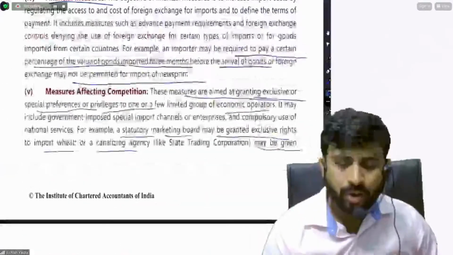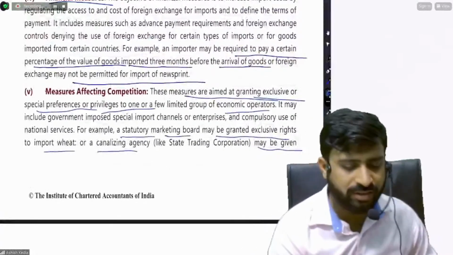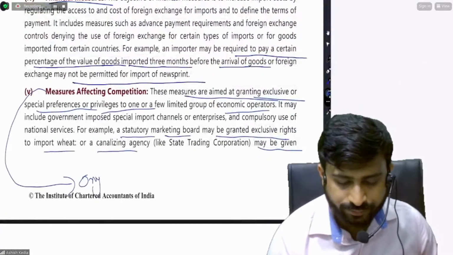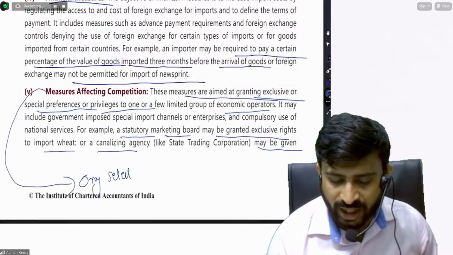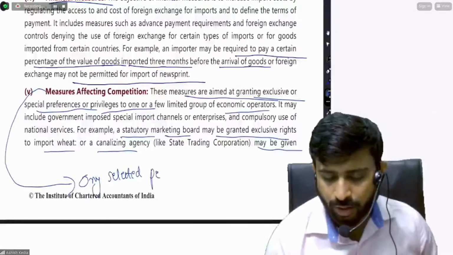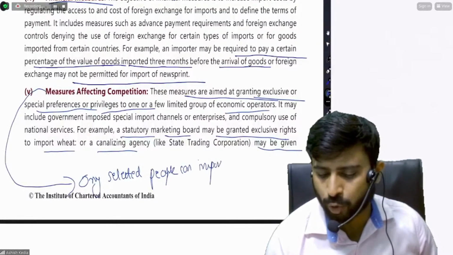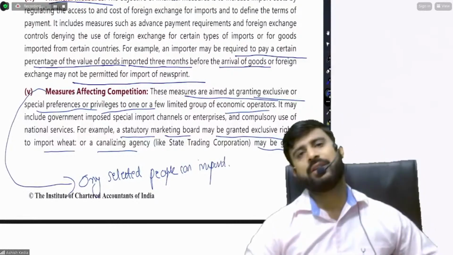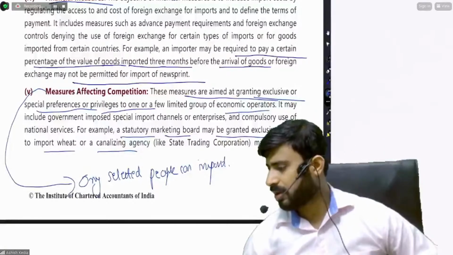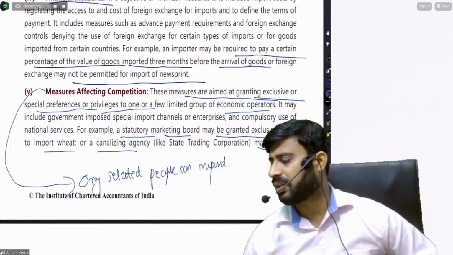So basically, only one or two importers are given rights. Means only selected people can import. Only selected people are given import rights, is what we are discussing here.